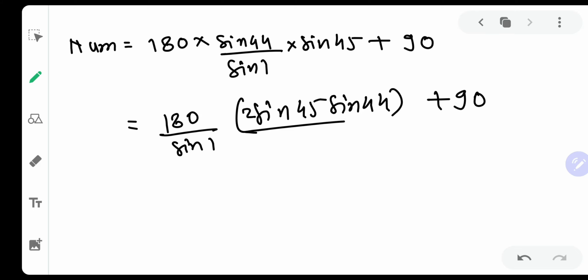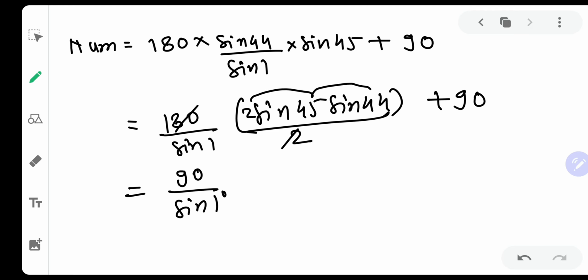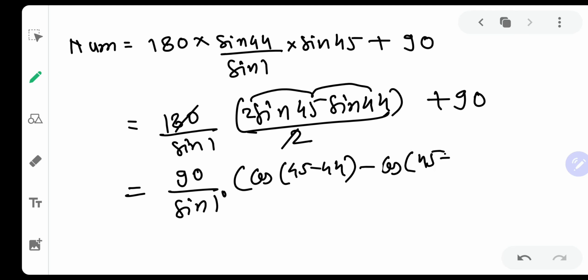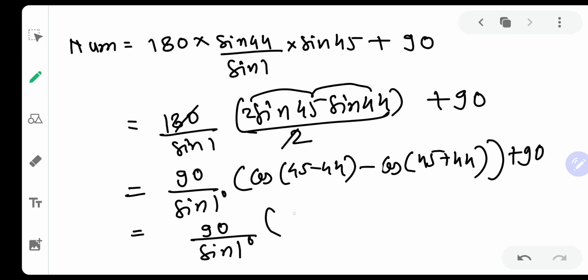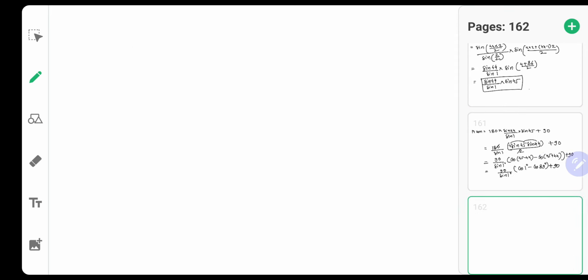Now multiply and divide this by 2. So this will be 90 upon sine 1 degree, and this is 2 sine A sine B, which has the formula cos of A minus B minus cos of A plus B. This is the formula, plus 90. As you can see, this is 90 upon sine of 1 degree into cos of 1 degree minus cos of 89 degree, plus 90.